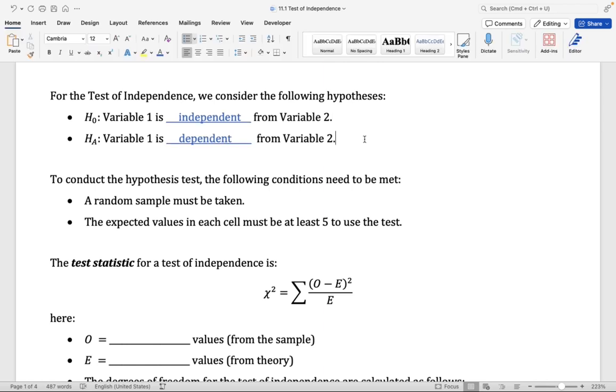A common question that I get is, can I say that variable 1 is not independent from variable 2? And the answer is yes. You could write not independent instead of dependent. Okay.